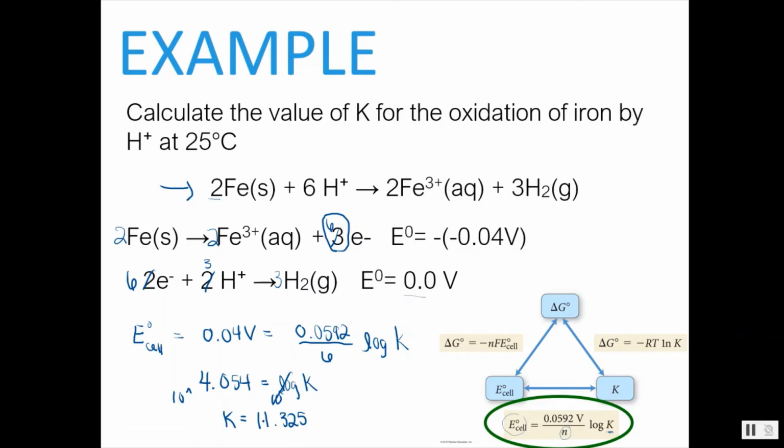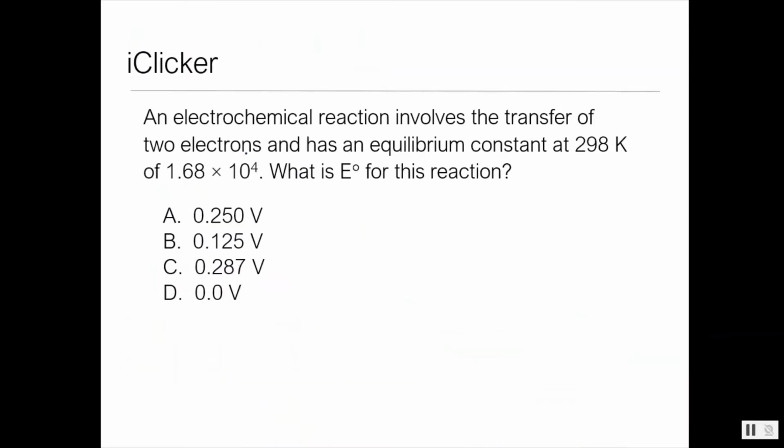On the previous slide, we said that for the reaction to be spontaneous in the forward direction, it needed to have a positive E naught of our cell, which we do, and then K needed to be bigger than 1, which it is. So now give this a try on your own.